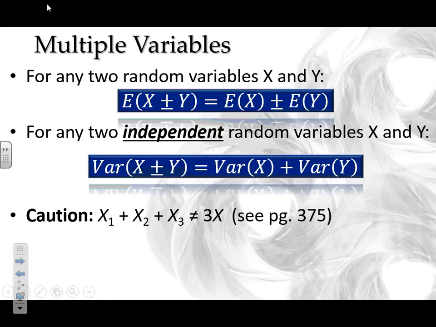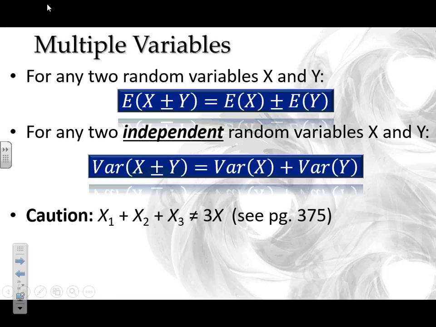Now, from algebra and years of working with variables in your math classes, when you guys see variables repeated, X plus X plus X, our natural inclination is to combine those with multiplication and say that that's equal to 3x. That is not the case here. Now, if we think about this, if I take the mean of x plus the mean of x again plus the mean of x again, what would I end up getting?